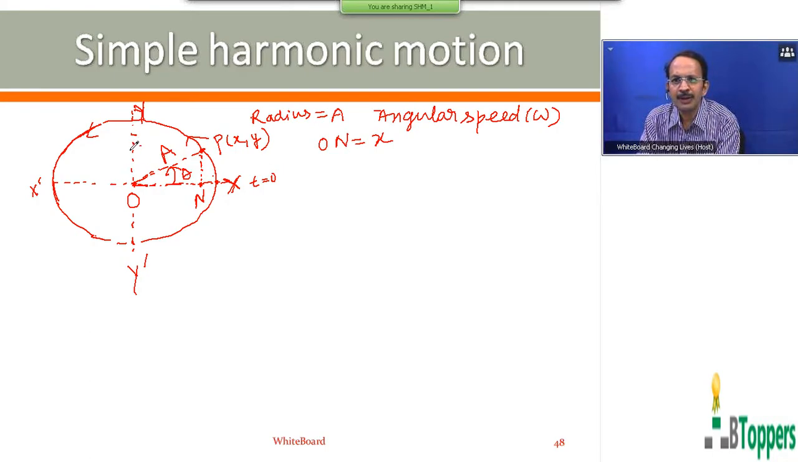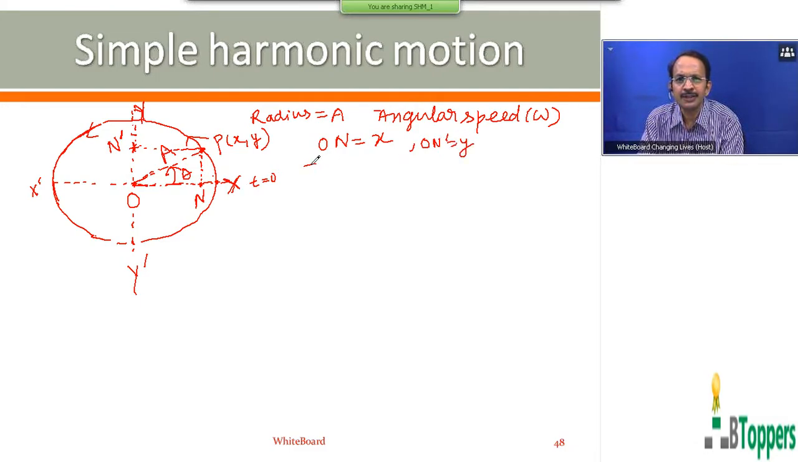Similarly, if you drop a perpendicular from the point P on the other, perpendicular diameter Y dash Y, let N dash be the projection of this particle on the other diameter Y dash Y. That means ON dash is equal to y.